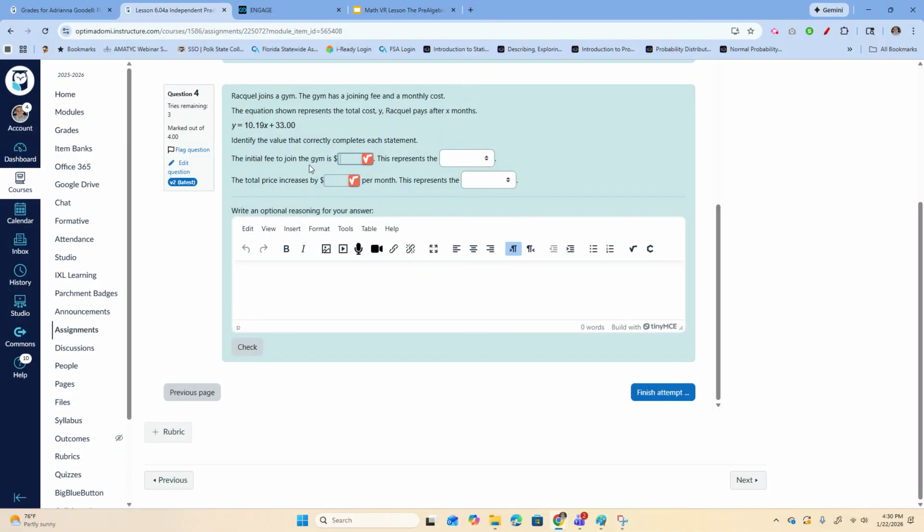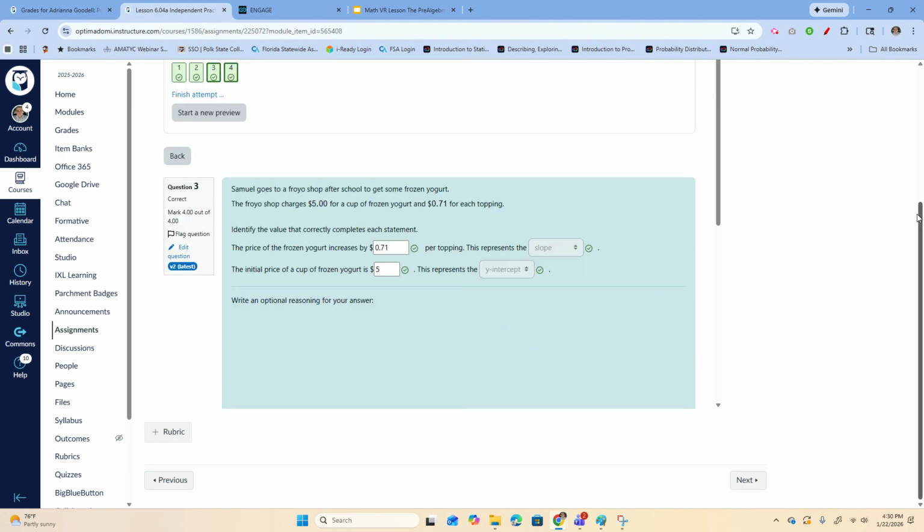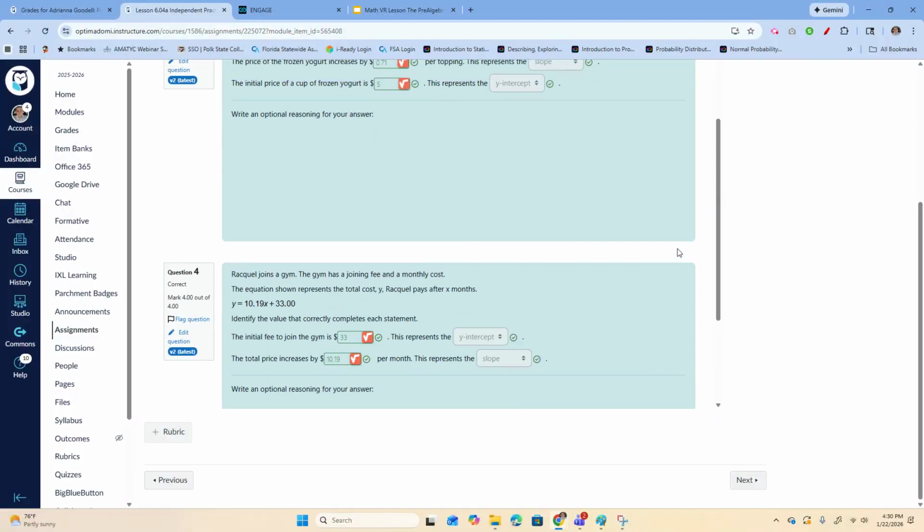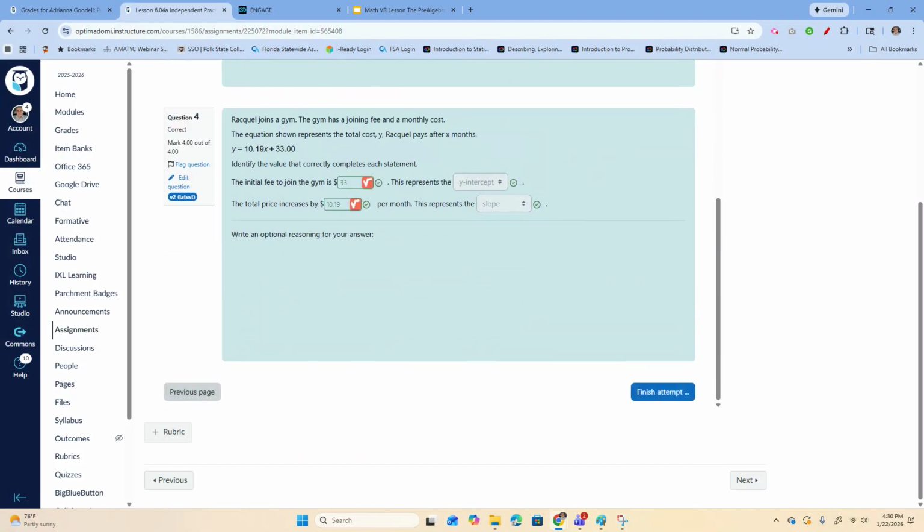So the initial fee is $33, and this is my y-intercept, and the price per month, see, here's the keyword, per month, that's the slope, is $10.19, and that's going to be my slope, and I'm going to check my answer. And this is how you do this lesson. I hope this helps.